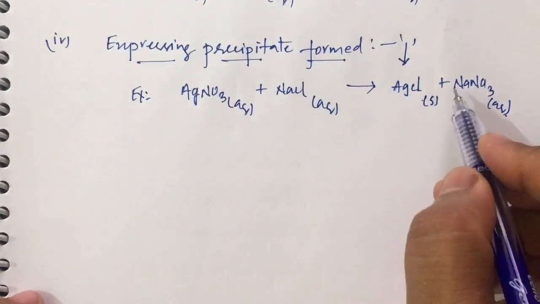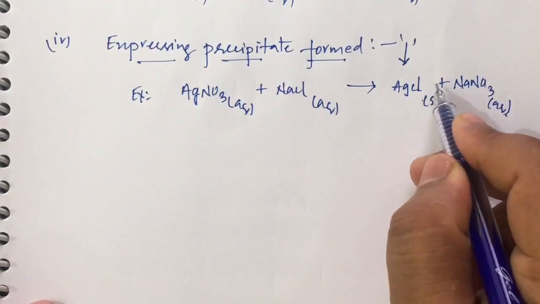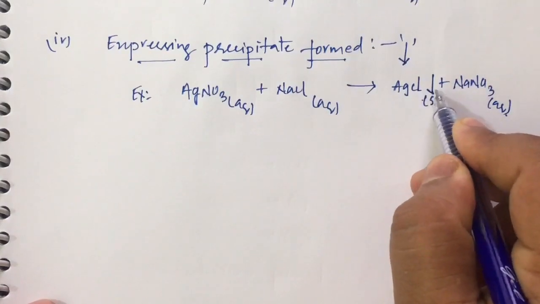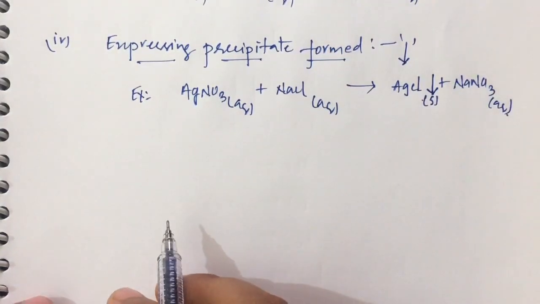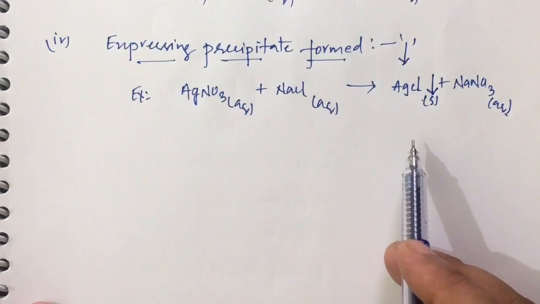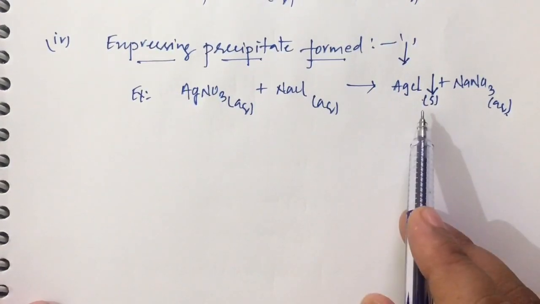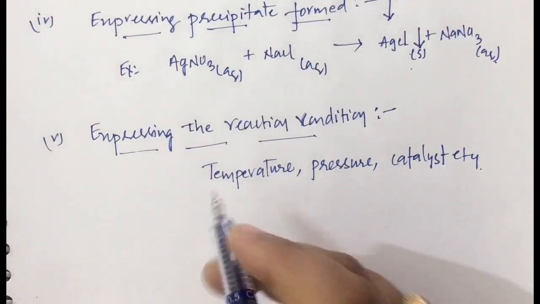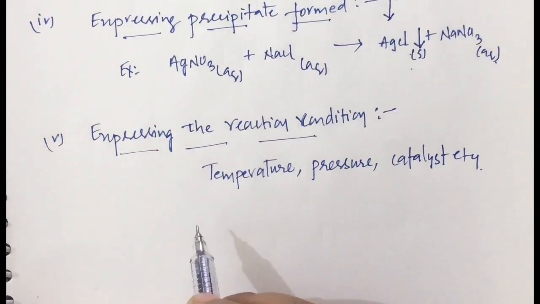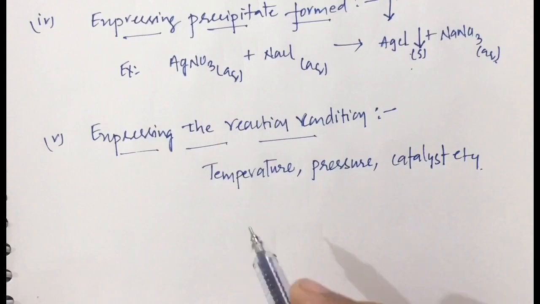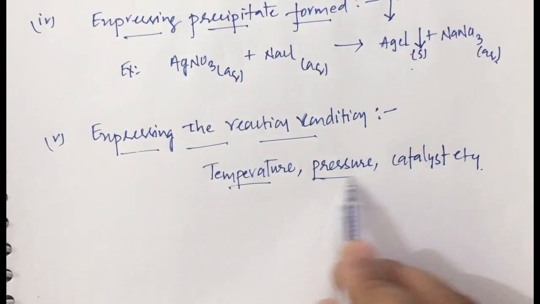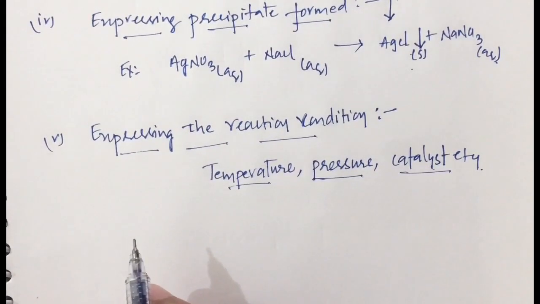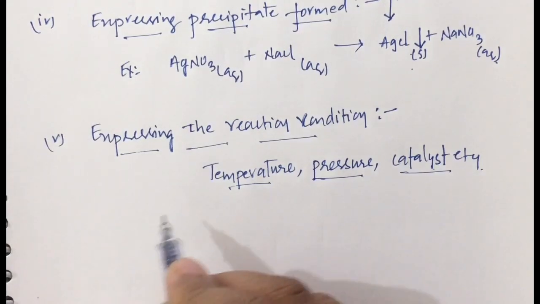Okay, so here silver chloride is a precipitate. It is represented along with the formula with a downward arrow mark. So if a precipitate is formed in the reaction, it is denoted by a downward arrow mark. Now the number 5, expressing the reaction condition. Sometimes the reaction conditions such as temperature, pressure and catalyst are indicated above and below the arrow mark.